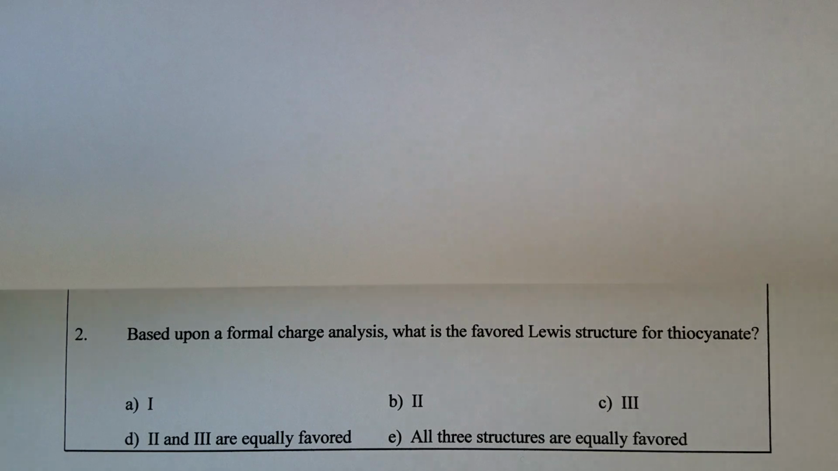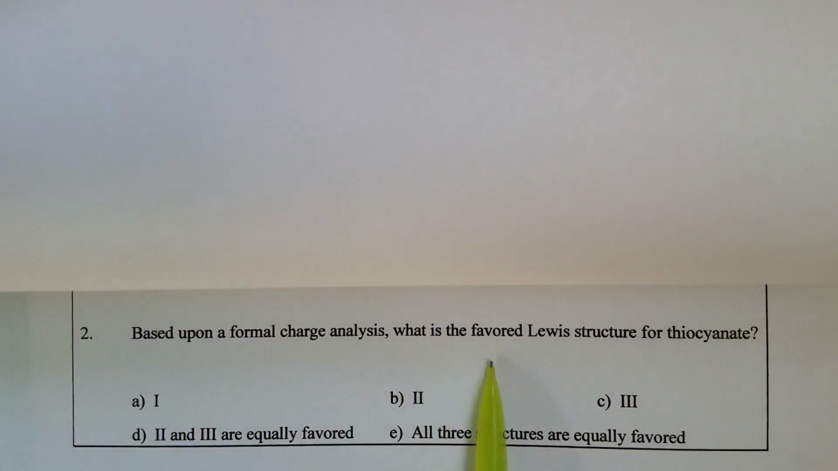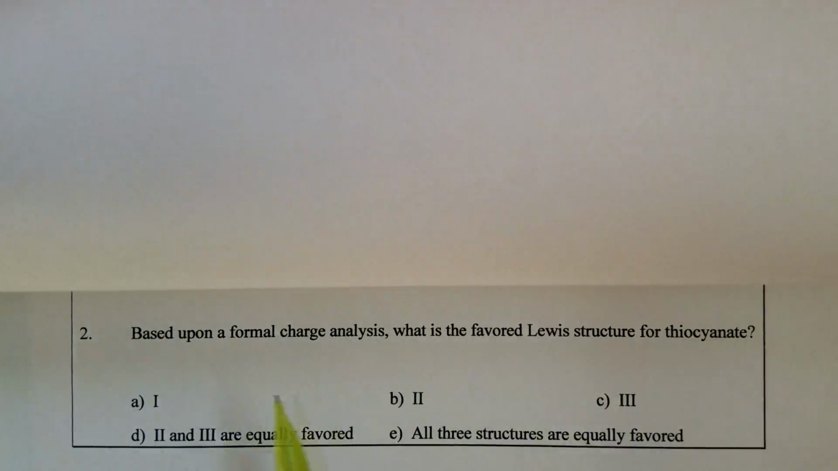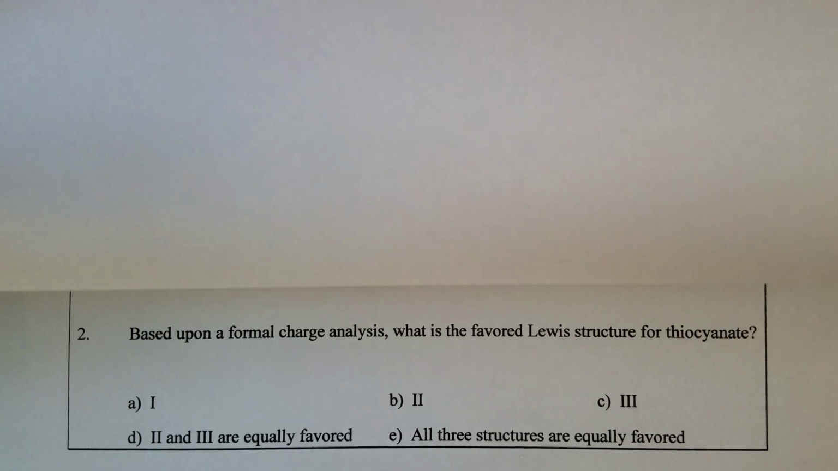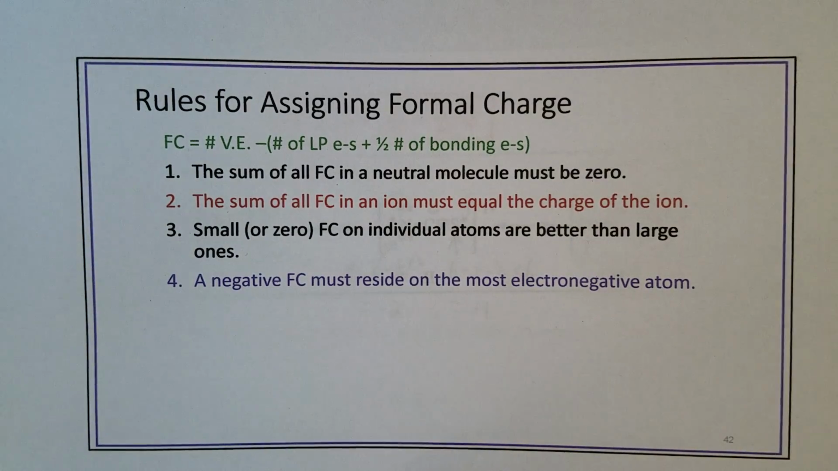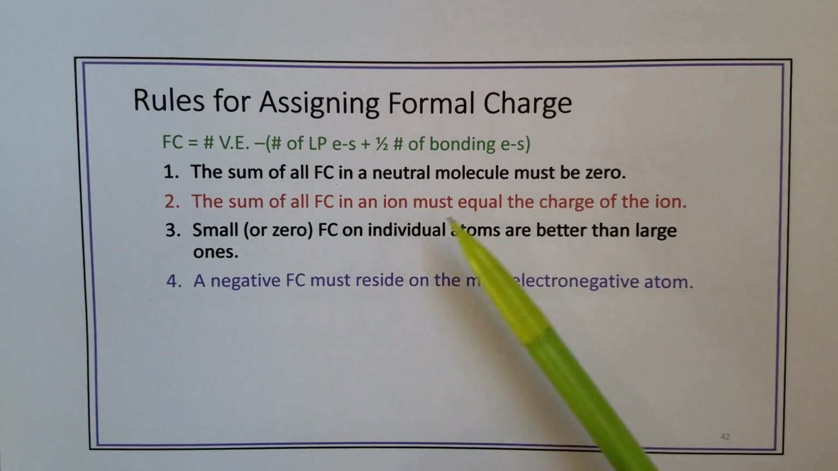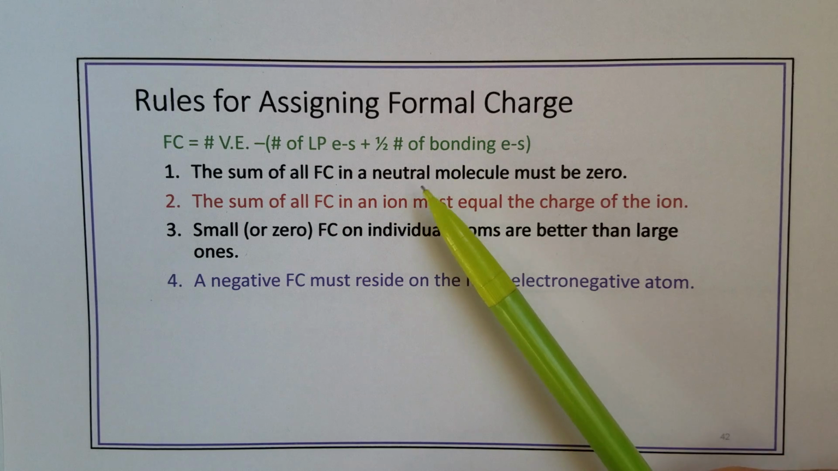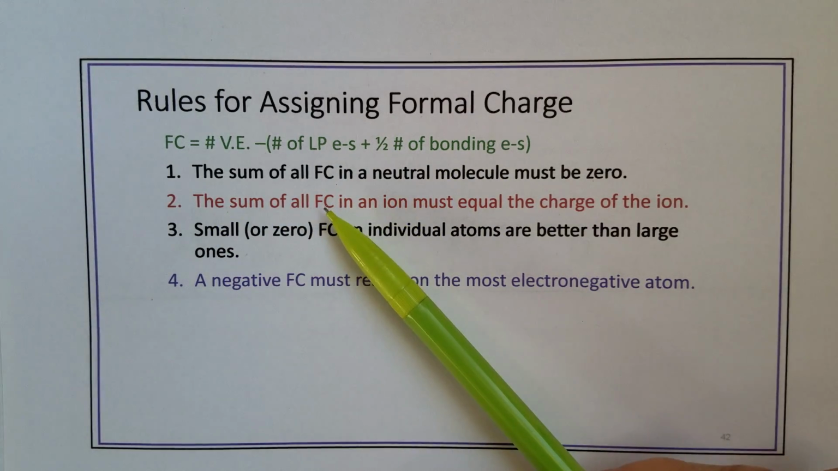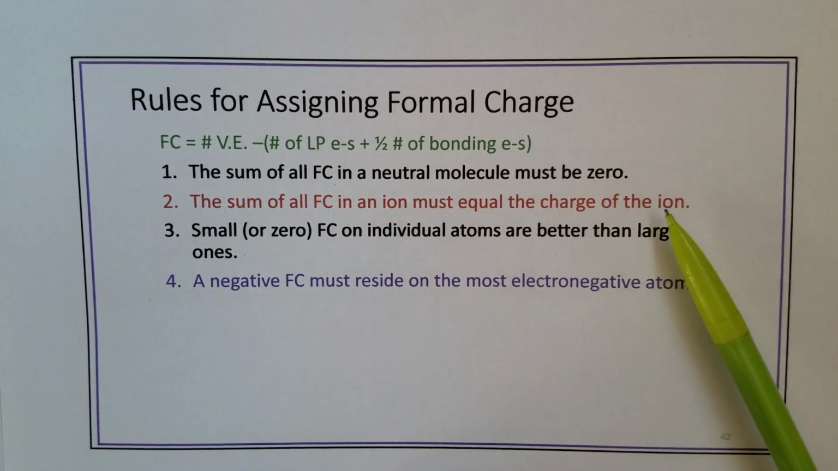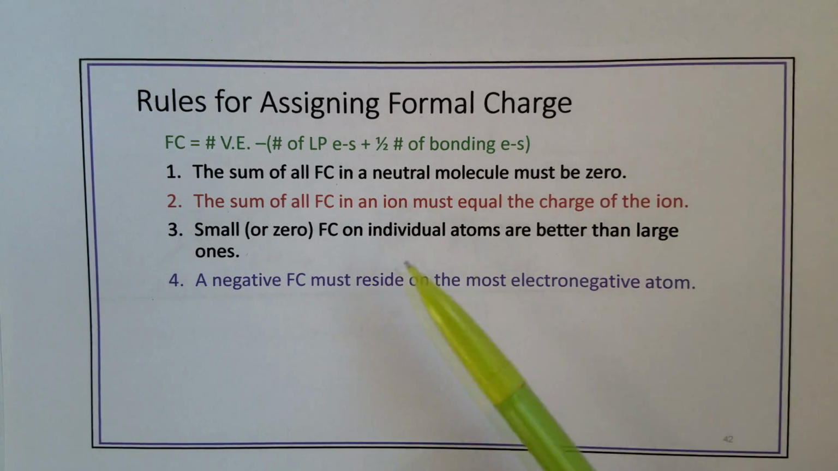Now let's look again at what is asked. What is the favorite Lewis structure for thiocyanate ion? So that's the question. We have 3 structures, so then we need to decide. We can decide based on the rules for assigning formal charge. I'm not going to go through all of them. The sum of all formal charges in an ion must equal the charge of the ion. I already checked all 3.